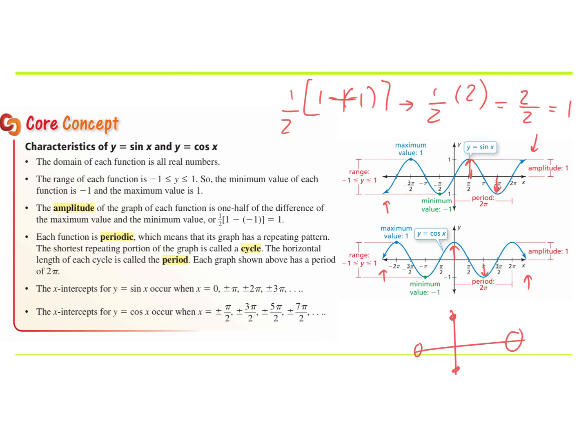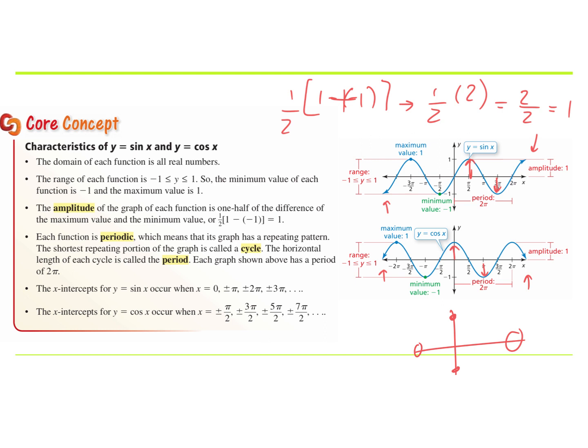Now the x-intercepts for y equals sine x occur when x is equal to 0. We're going to have them at pi, 2 pi, 3 pi, and so on, because for the sine graph, we're always crossing the x-axis at the x-value of that graph. So if sine is y, we cross at the x. And for the cosine, it's based on the x, we cross on the y.